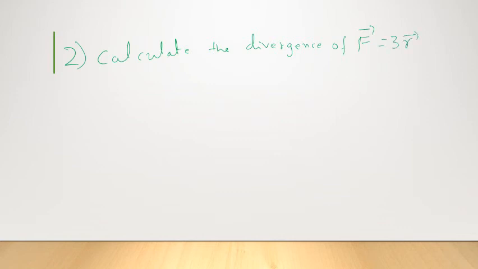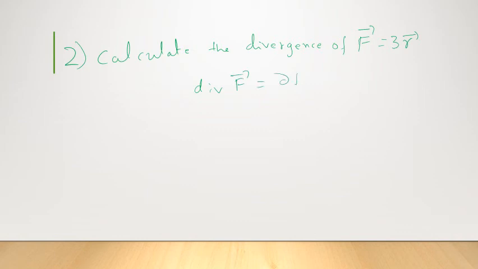We will have another problem. Calculate the divergence of the field F equal to 3 times the position vector r. That field at every point is nothing but 3 times the position vector. Calculate its divergence.